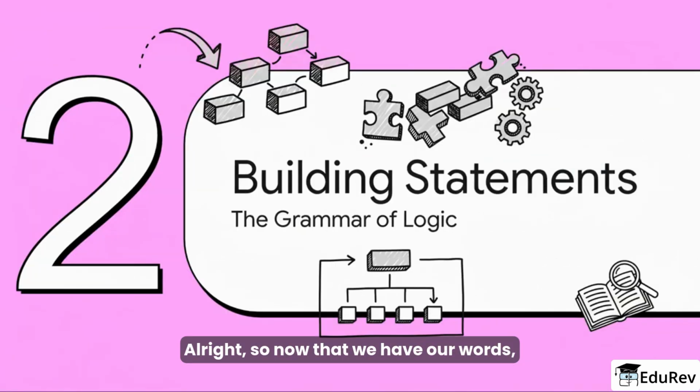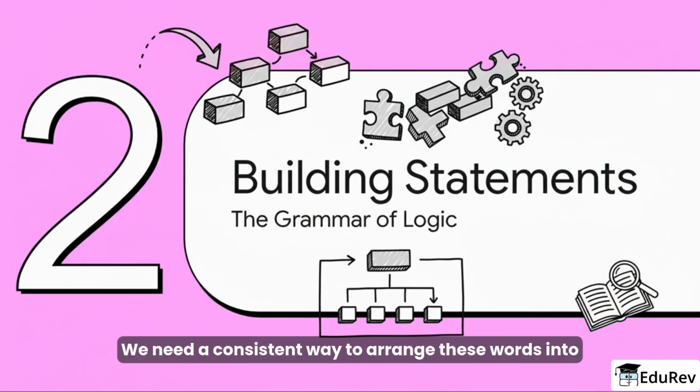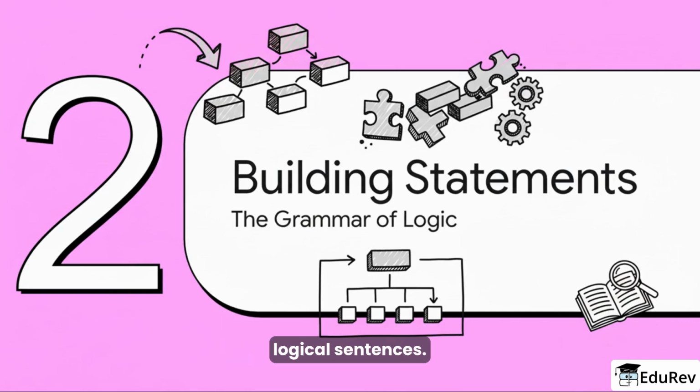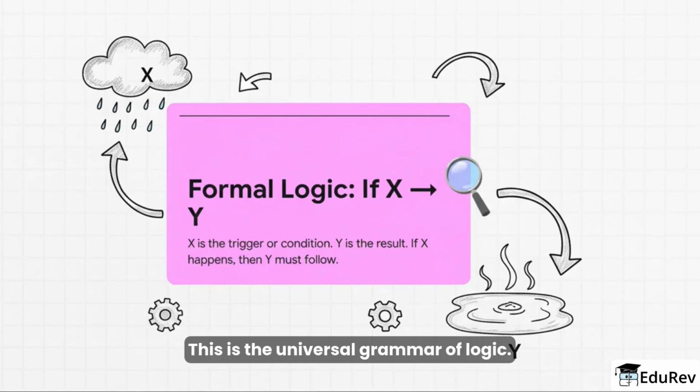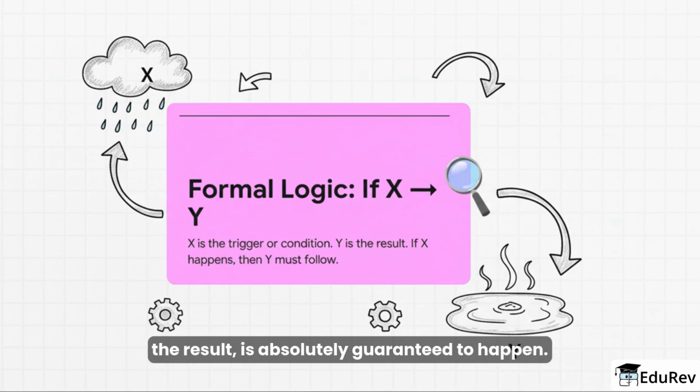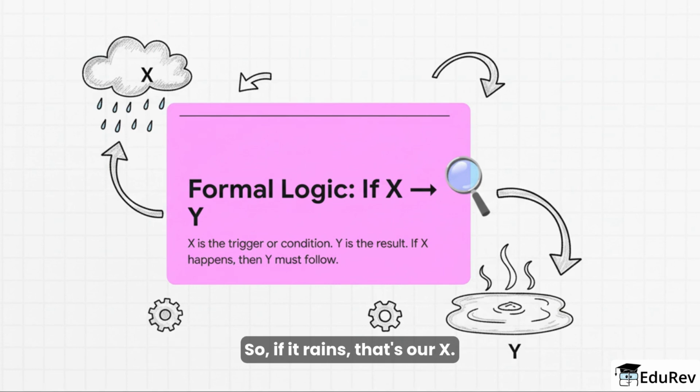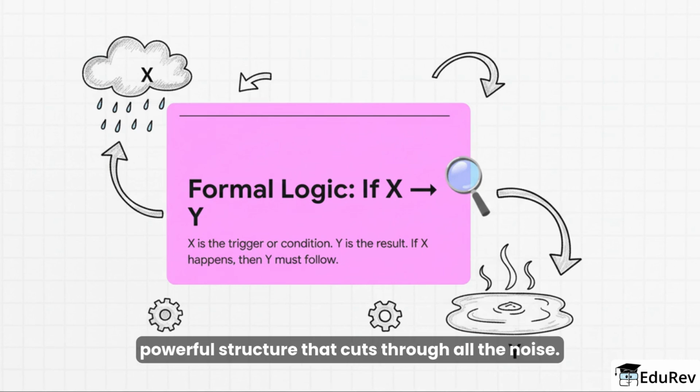All right, so now that we have our words, it's time to learn the grammar. We need a consistent way to arrange these words into logical sentences, statements that we can actually work with and analyze. And here it is. This is the universal grammar of logic. If X, then Y. Super simple. Just think of X as the trigger. If that trigger happens, then Y, the result, is absolutely guaranteed to happen. So if it rains, that's our X, then the ground is wet, that's our Y. It's a clean, powerful structure that cuts through all the noise.